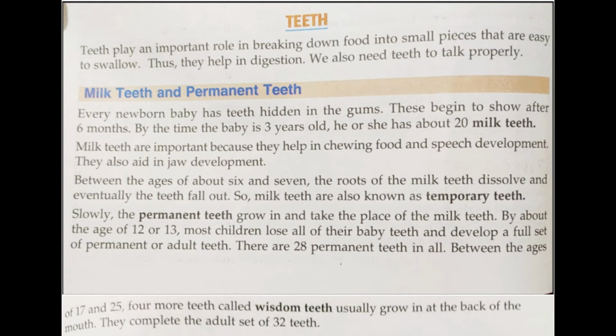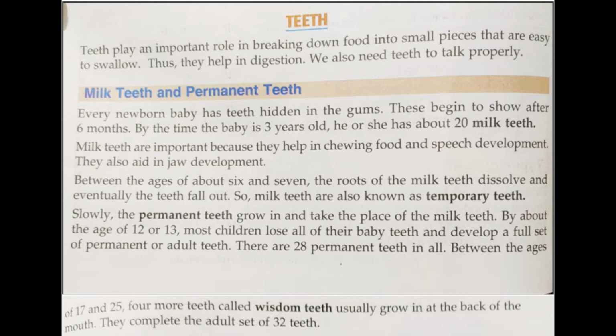First, milk teeth. Have you seen teeth in a newborn baby? No. The teeth are hidden in their gums. They begin to show after 6 months. By the time the baby is 3 years old, he or she has about 20 milk teeth. So how many teeth are milk teeth? They are 20 in number. They help in chewing food and speech development, and they also aid in jaw development.